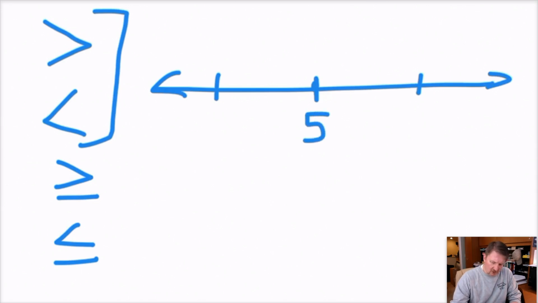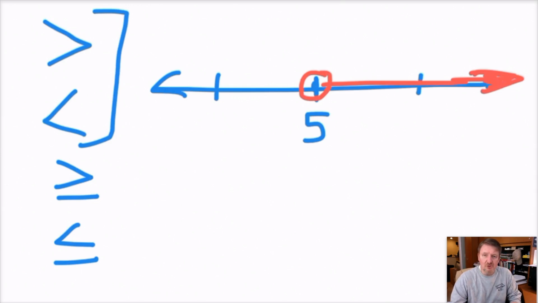I would draw a circle, and then I would make an arrow all along my number line, and that suggests that any value larger than 5 would work for this. Any number larger than 5. We draw an open circle because 5 is not part of the solution. If we actually drew a closed circle, that suggests that 5 is part of the solution.